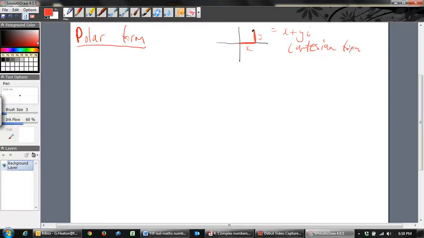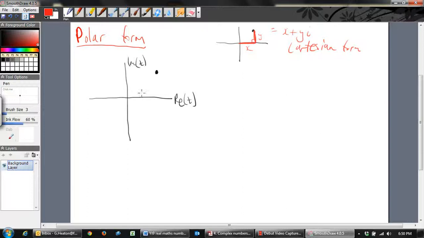Cartesian form just means rectangular, so you go across and you go up to find any point. That's what we're talking about there. That's Cartesian. Polar form's a bit different. We still have our axes there, so I've got our real axis and imaginary axis. If we've got a point there, it's just defined a bit differently.